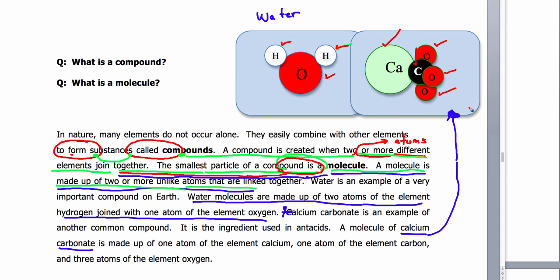Okay, so molecules are the smallest particles of compounds, substances that we call compounds. And molecules are made up of two or more atoms. Now when a molecule is making up a compound, those molecules will have two or more atoms, but those atoms will be of different substances too.